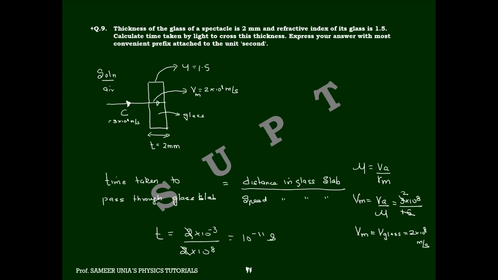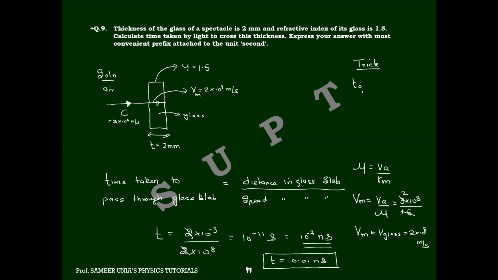Yes or no? We can also write this as 10 raised to minus 2 nanoseconds. So 0.01 nanoseconds is the time taken by the light to cross the glass slab. Yes, sir. There is a trick for this which is generally asked in NEET or JEE.